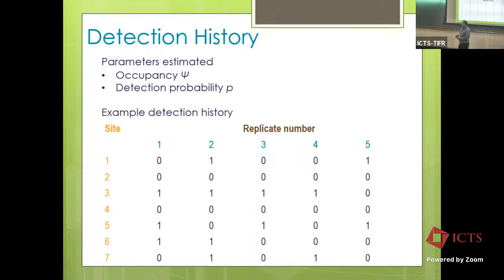All right? For those who are mathematically inclined, it's not very difficult maths. Just for this site 1: missed, got, missed, missed, got. What is the detection probability for that species in that site? 2 divided by 5, right? As simple as that. So for each site, you have that. This one is 0 throughout, so 0 divided by 5. This one is 4 divided by 5, and so on.